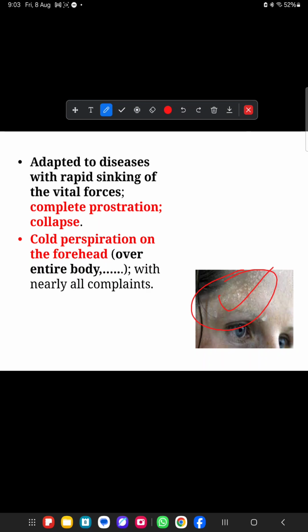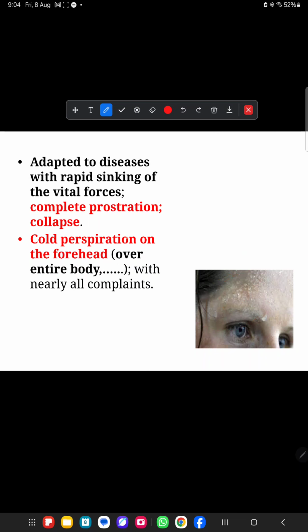Okay. But if you are getting the coldness over the entire body, what can be the name of the medicine? What can be the medicine? The medicine is Tabacum. Yes, very good. The medicine is Tabacum. Okay.